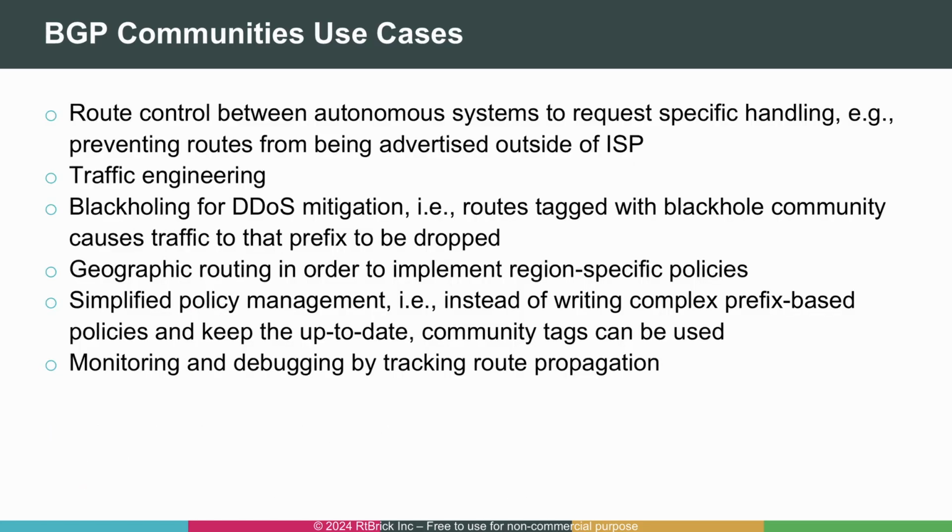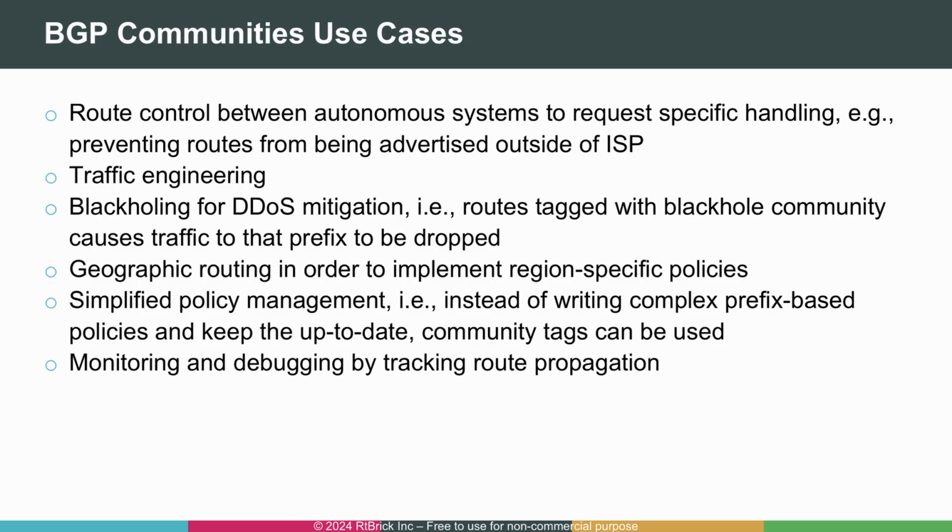BGP communities have a wide range of uses. They can help coordinate routing behavior between networks. For example, two autonomous systems might agree on specific communities to signal how traffic should be handled, including the no-export or no-advertise community we've just covered. They're also powerful tools for traffic engineering. Operators can steer traffic along preferred paths, or route it through specific MPLS tunnels, just by tagging the right communities.